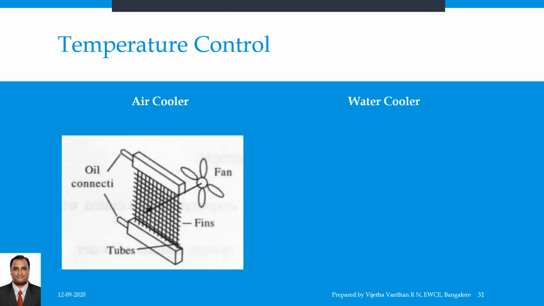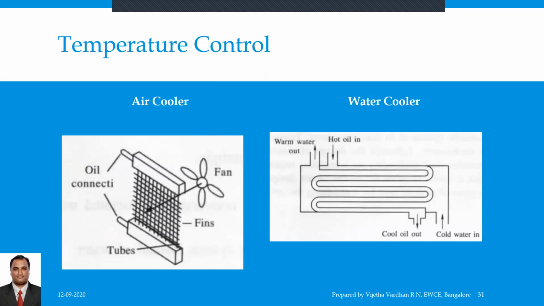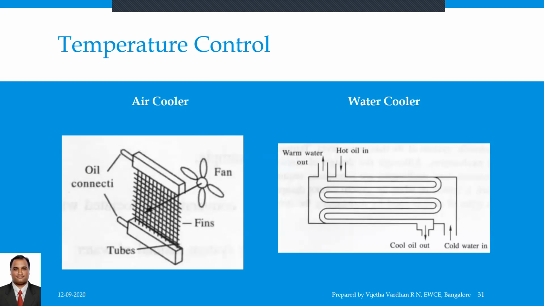Then coming to the water coolers. Water cooling is the most common method employed for cooling any system. The figure shows the shell and tube heat exchanger, which is fitted in the return line to the tank, and the cold water passes through the tube surrounded by hot fluid. Water flows in the opposite direction to the flow of the fluid and is termed a counterflow cooler.